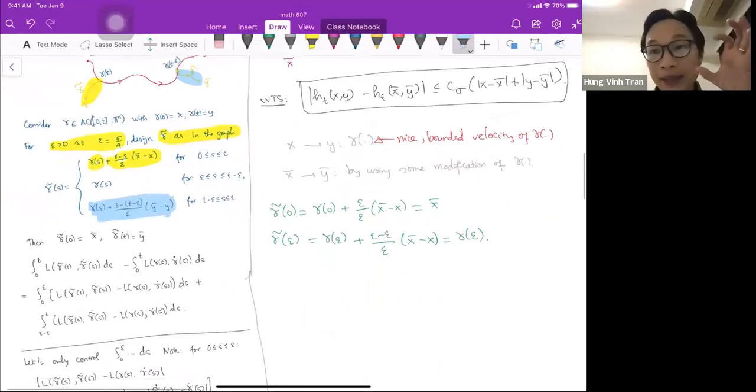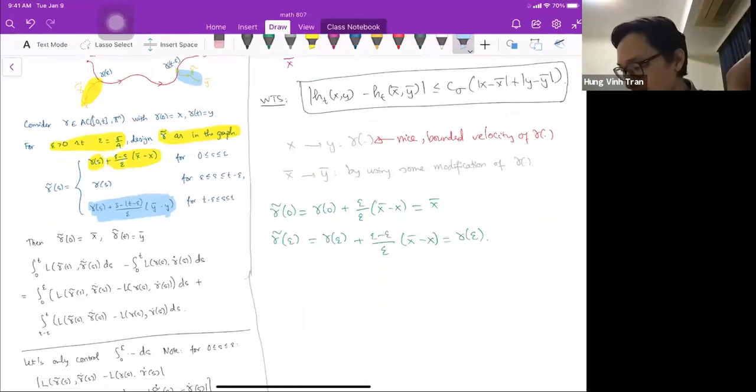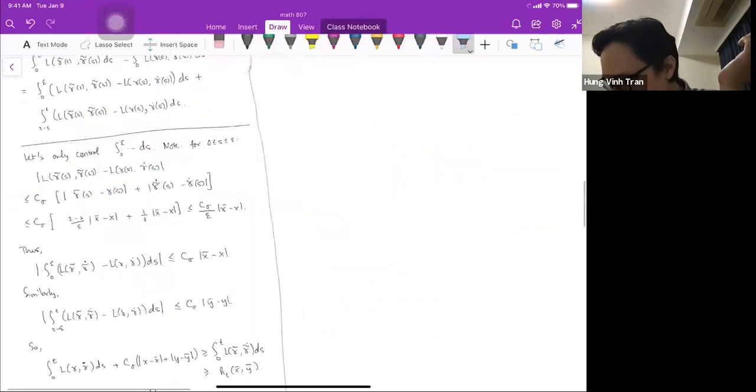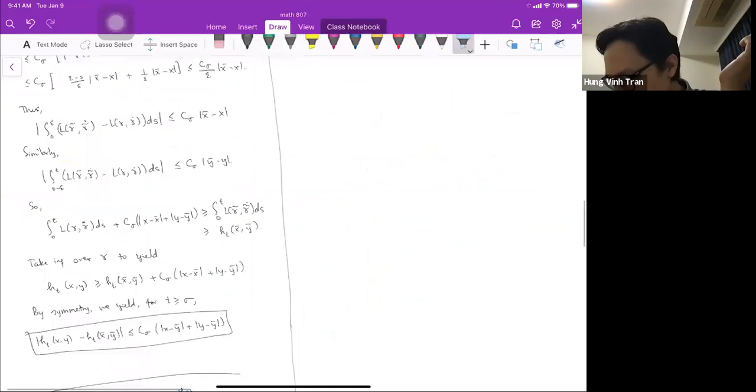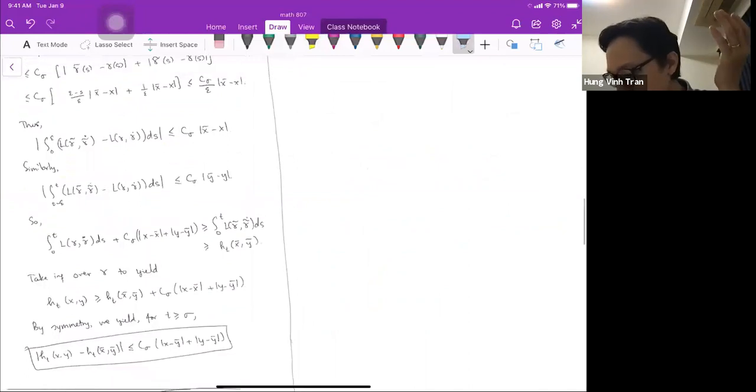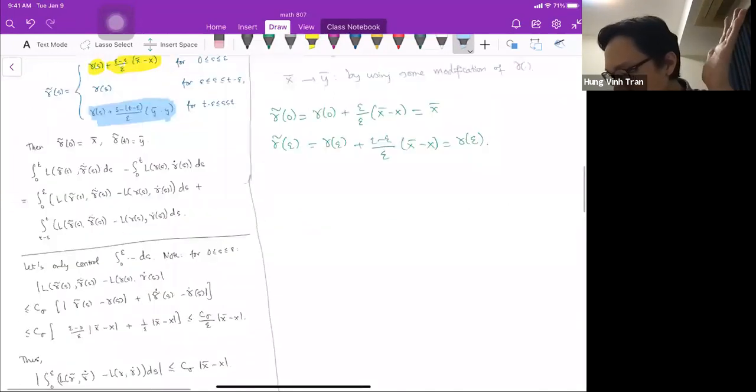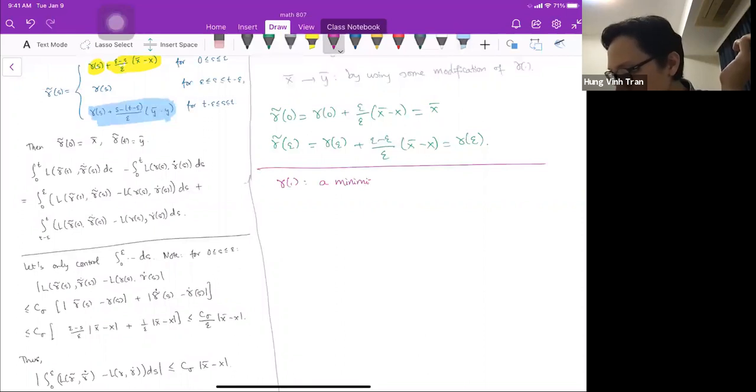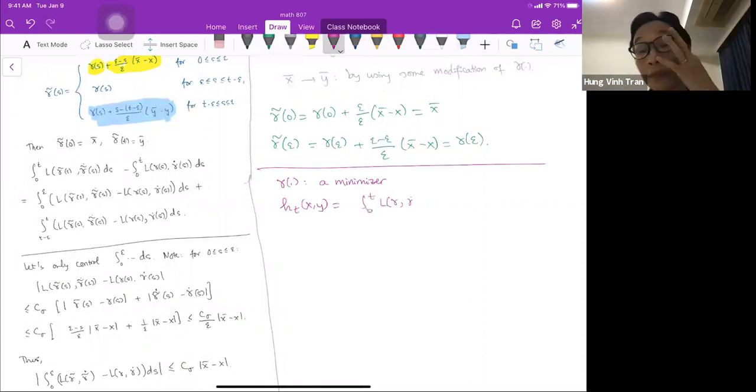And now we can compare the values, right? So what did I write down here? Okay, I should have written it down a bit more carefully. I should say, in a better way, that I take gamma to be exactly a minimizer, right? So I should have right away that h t of x y is exactly the action functional on gamma. So this is a better way to write it down.